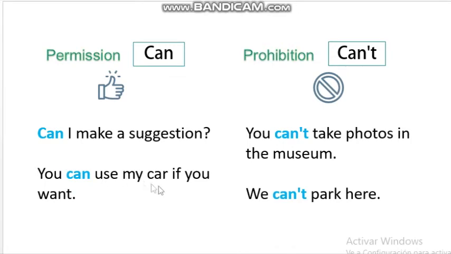We are going to see this in the examples. Can I make a suggestion? You can use my car if you want. Those are with can, positive. Now we are going to do can't, negative. You can't take photos in the museum. We can't park here. So these are prohibited and those are permitted.